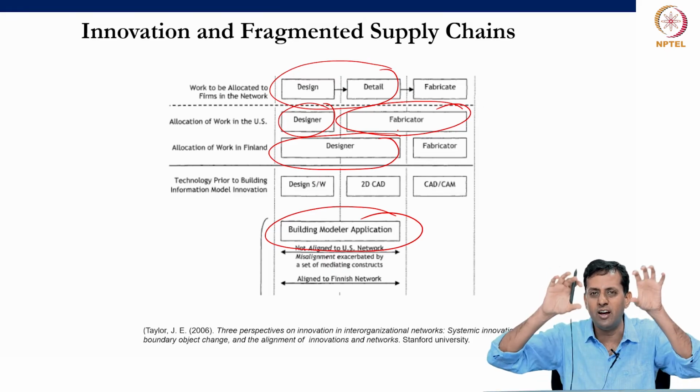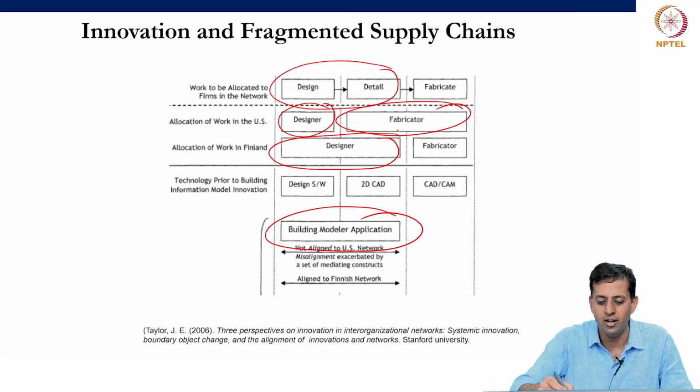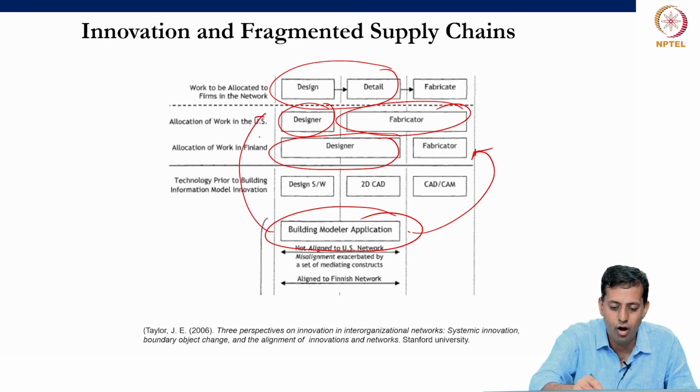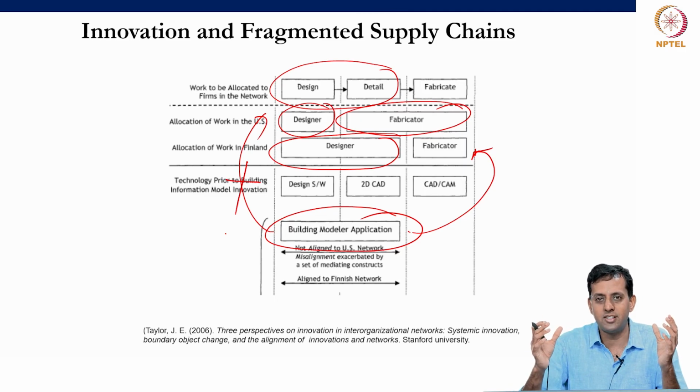So because of the different kinds of supply chains and the different kinds of fragmentation, this technology diffused in Finland because it matched the supply chain, but did not diffuse in the United States, where it did not match the supply chain. So the US supply chain in this case did not adopt that innovation.